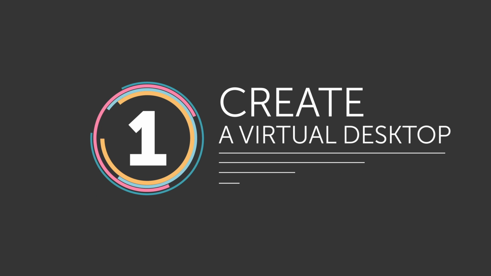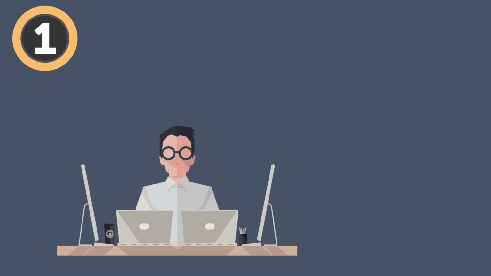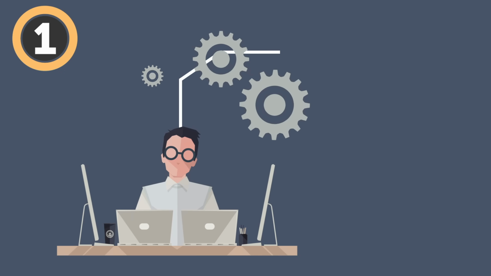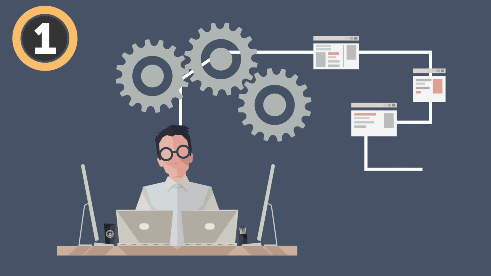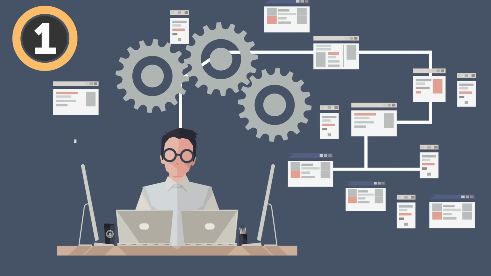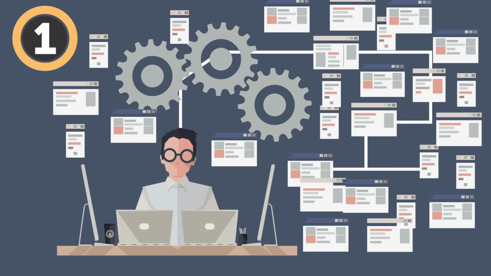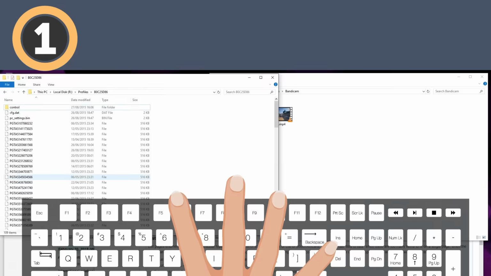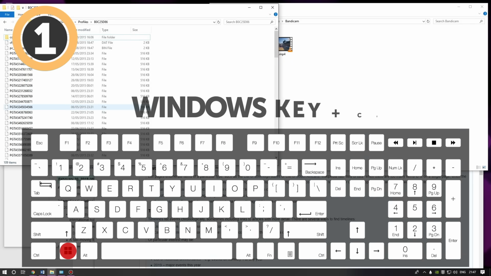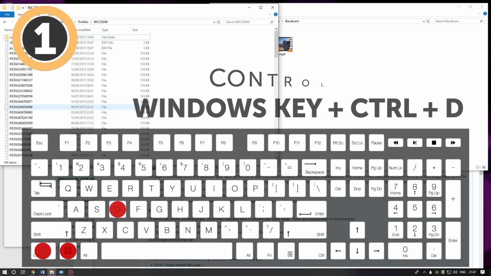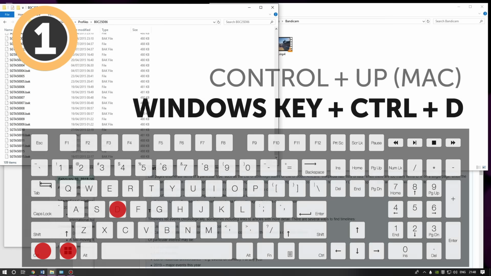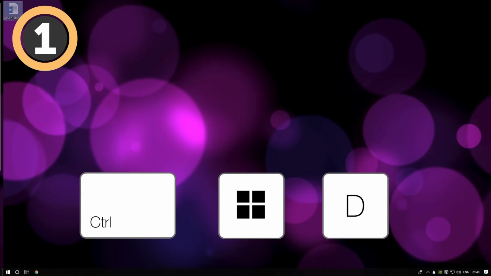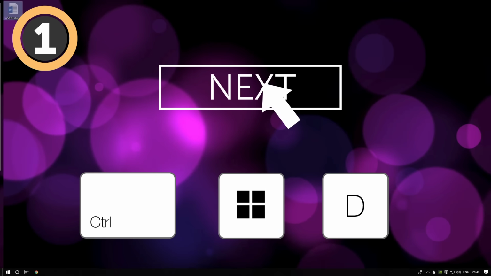Number 1. Create a virtual desktop. Imagine you're in the middle of some work project or research you've been doing all day when you need to deal with another task immediately. Opening new tabs and windows will just slow you down and mess up your workflow. So you need a new, clean desktop. Well, just press the Windows key plus Ctrl plus D or Ctrl plus Up if you use a Mac. It'll switch to a new, fresh desktop, and you're ready to go.